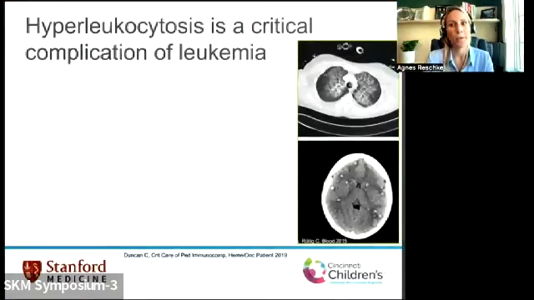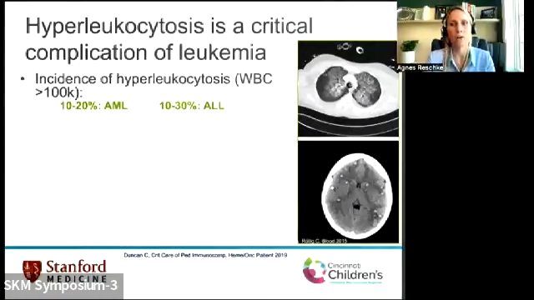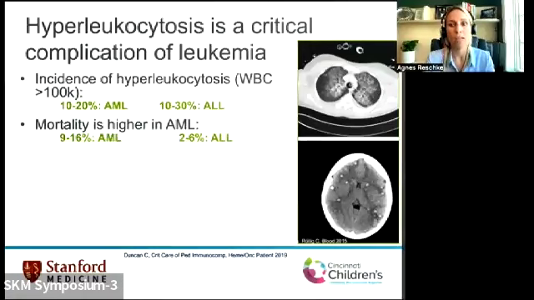So, as we all know, hyperleukocytosis is a critical complication of leukemia, typically happening at the time of new diagnosis or relapse. It's typically defined as a white blood cell count greater than 100,000 and occurs in 10 to 20% of patients with AML and 10 to 30% of patients with ALL. The mortality of this complication continues to be unfortunately high, although it's much higher in patients with AML, which I'll explain shortly. The rates are 9 to 16% in patients with AML and 2 to 6% in patients with ALL.